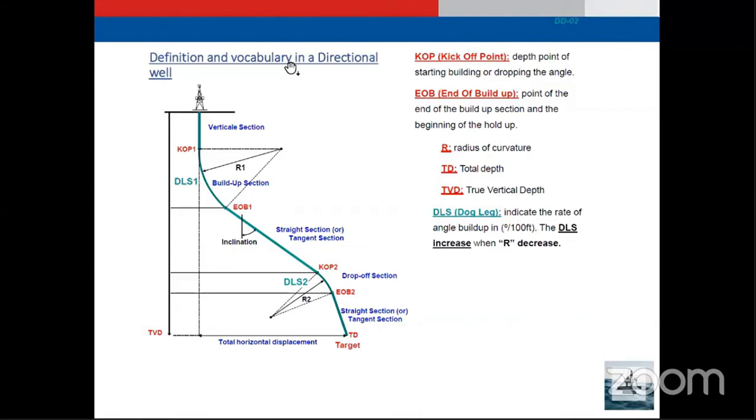Another question: can you explain dogleg in detail? The dogleg is the change in inclination and change in azimuth per 100 feet. How is it measured? It is measured by a specific formula. We will share it in the design section.